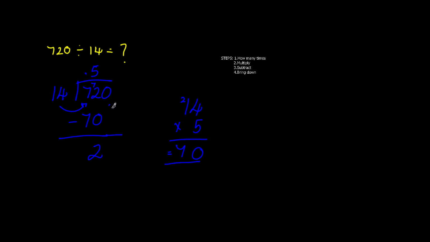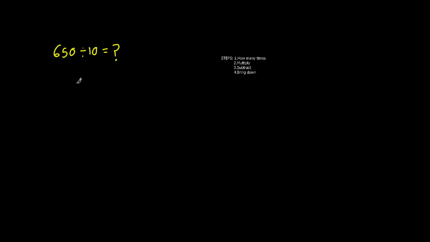For the fourth step, bring down that 0. End up with 20. So 14 can go into 20 at least once, right? And 14 times 1 will give us 14. Third step, subtract, will end up with 6, right? We cannot bring anything down, so therefore our final answer will be 51, remainder 6. Okay, try the fourth example.